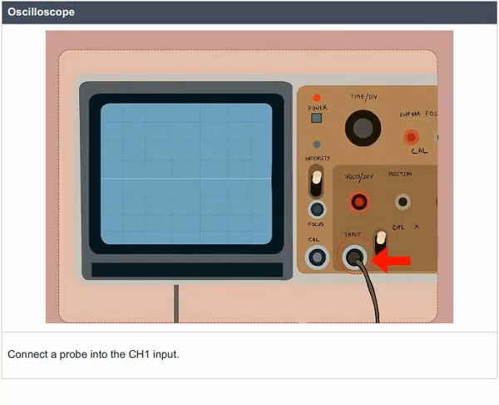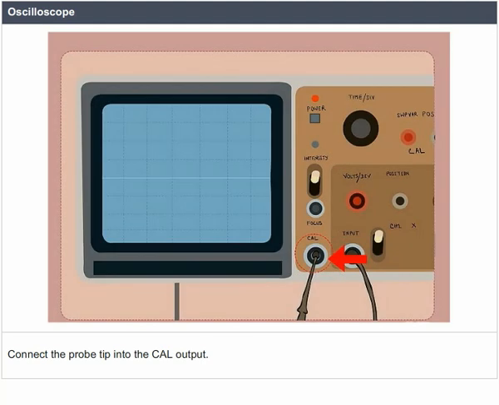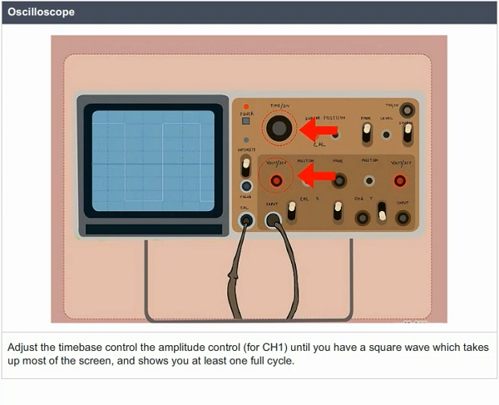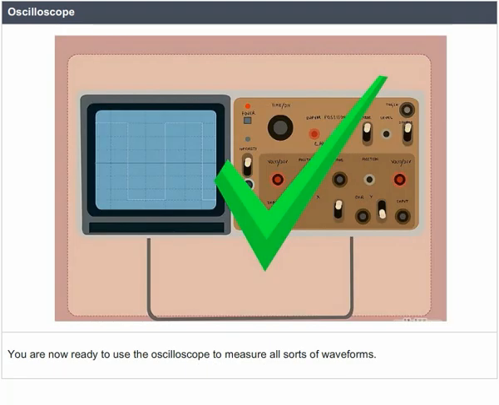Connect a probe into the CH1 input. Connect the probe tip into the CAL output. Adjust the time-base control and amplitude control for CH1 until you have a square wave which takes up most of the screen and shows you at least one full cycle. You are now ready to use the oscilloscope to measure all sorts of waveforms.